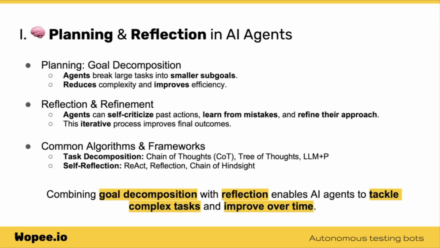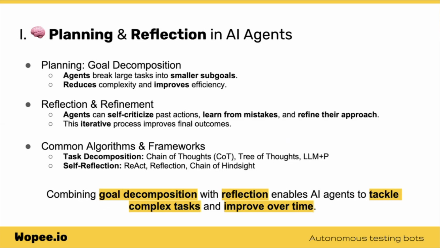But before that, combining goal decomposition with reflection enables an AI agent to tackle complex tasks and improve over time. So this is basically the first building block. If our AI agent is able to plan and reflect, then we can easily solve complex tasks. And as the agent works over and over on the same or a similar task, it could also improve. For that, we also need some other building blocks like memory and tools and so on. I will be talking about those later, but this is basically the principle that the AI agent is able to plan and then self-reflect or self-criticize what it does wrong or where it failed.